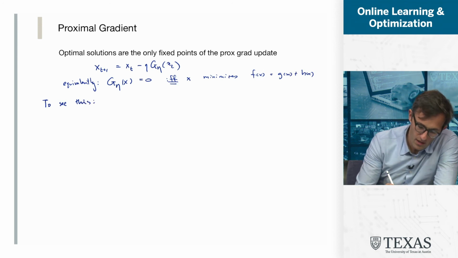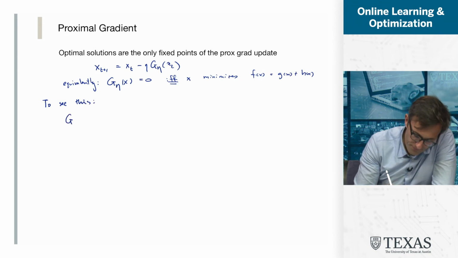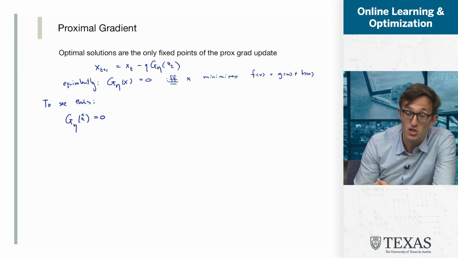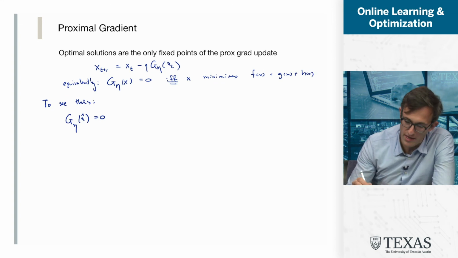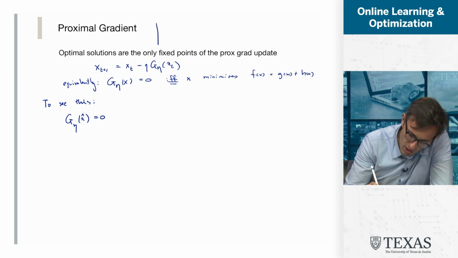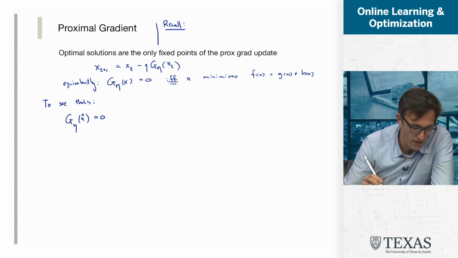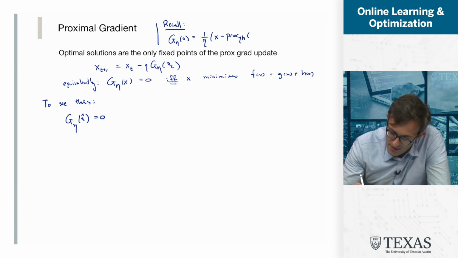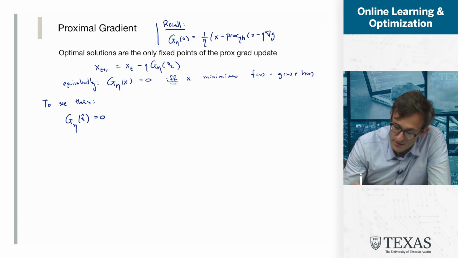So, g_eta of x hat equals 0. What's this equivalent to? Well, let's write out what g_eta is. Now let's remind ourselves what g_eta is. Just so I don't have to flip back to the previous slide, I'm just going to write out the definition again. g_eta of x is equal to 1 over eta times x minus prox_{eta h} of x minus eta gradient g of x.